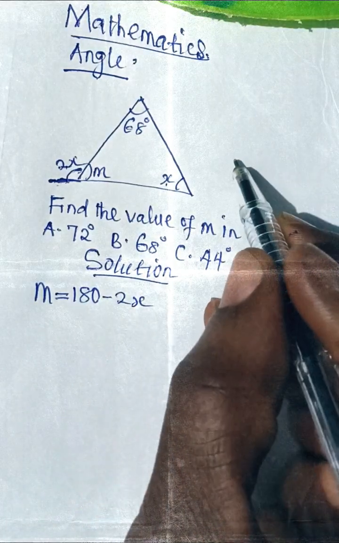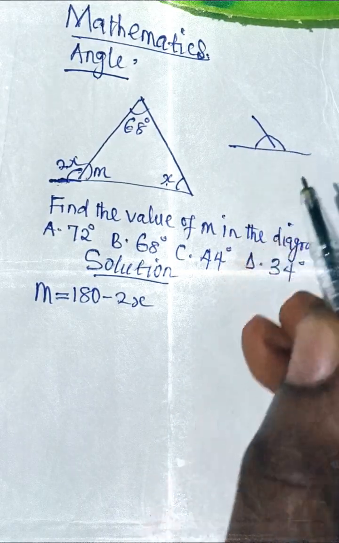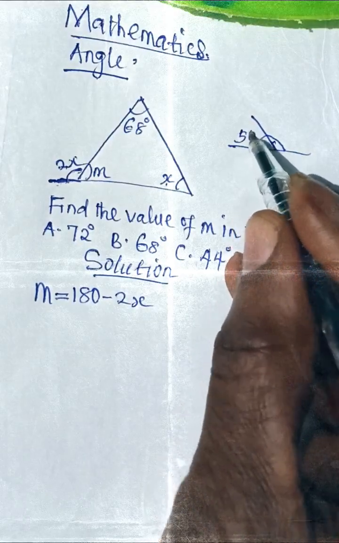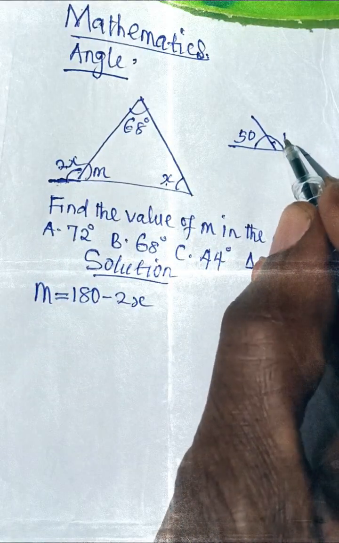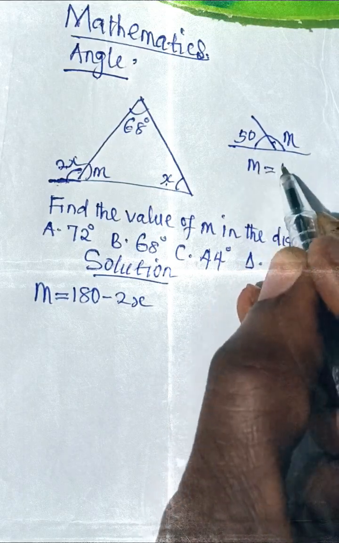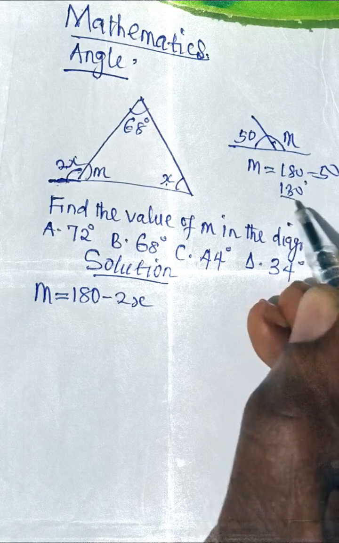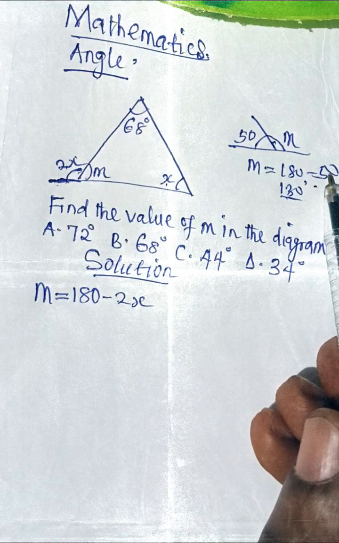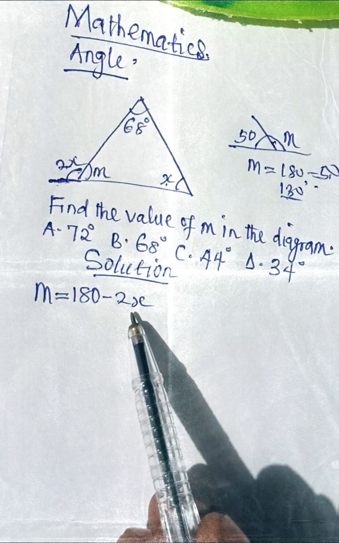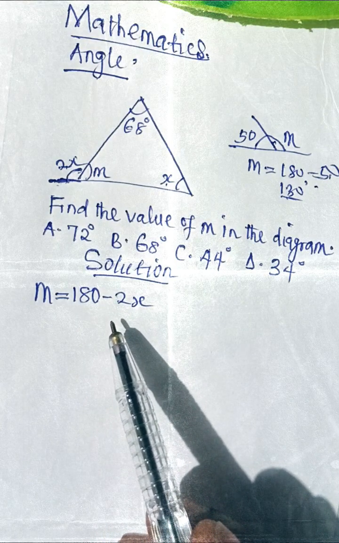Okay, let me put it through here. Assuming we have this angle on a straight line, it looks like this. Assuming that 50 represents this 2x and m is here, for me to get the value of m, I will say m equals 180 minus 50. M equals 130 degrees. That 2x has represented this. The reason I left it this way is because we don't know the value of x, so it should remain this way until I know the value of x.